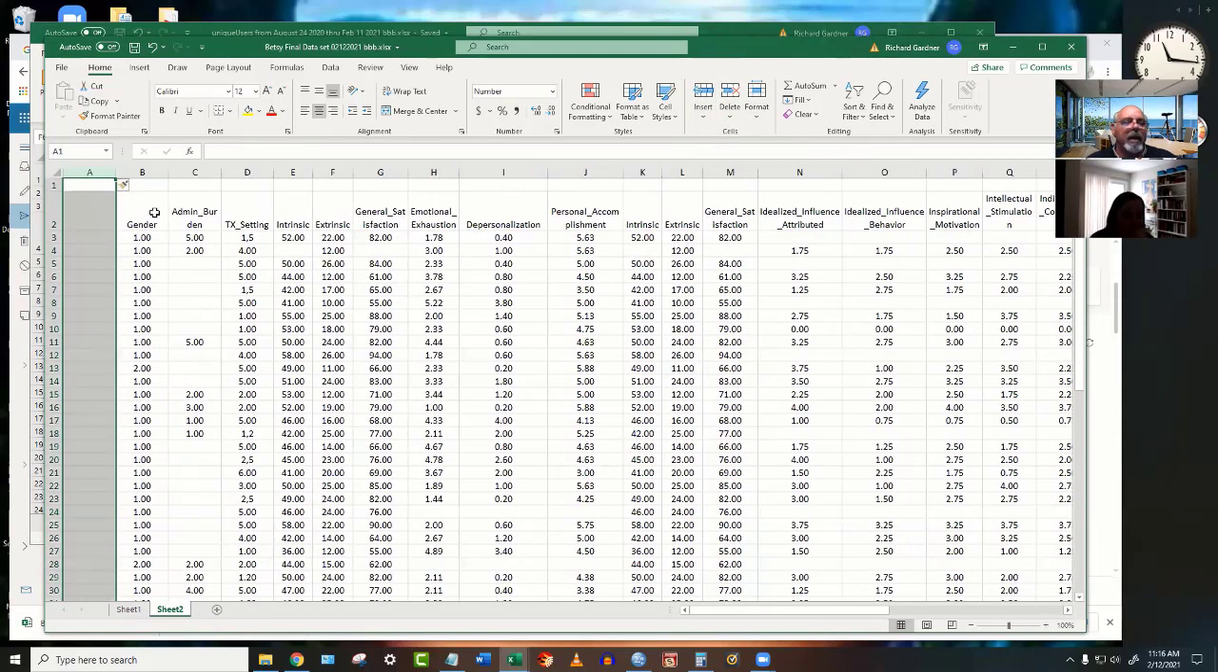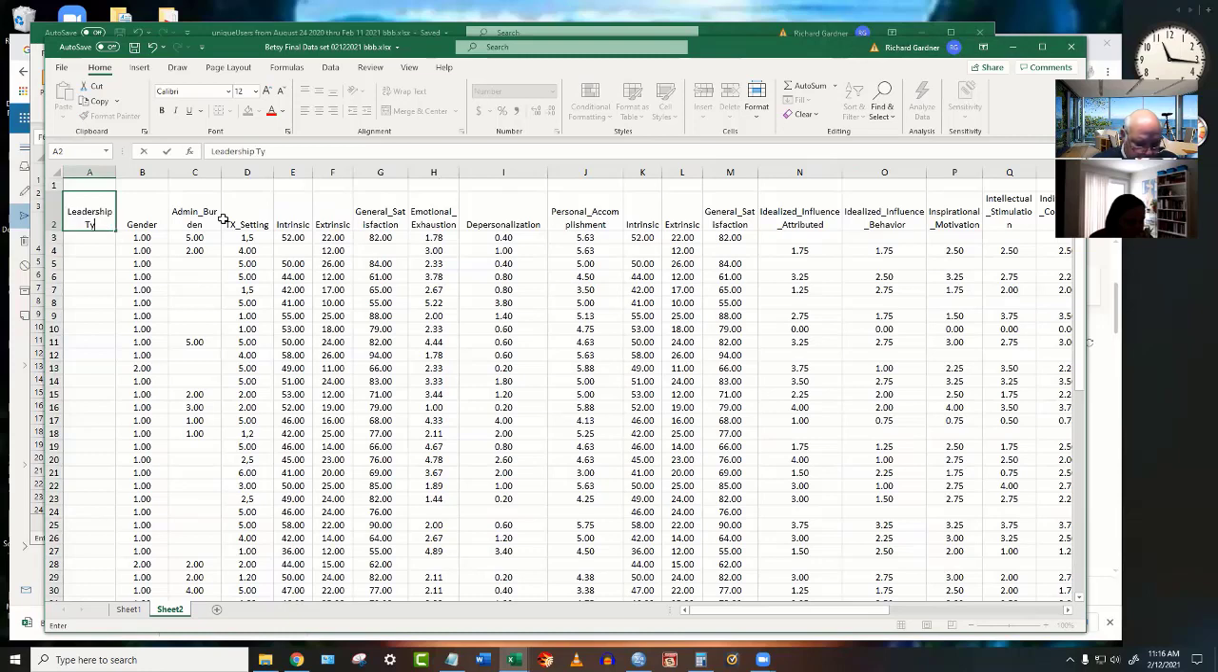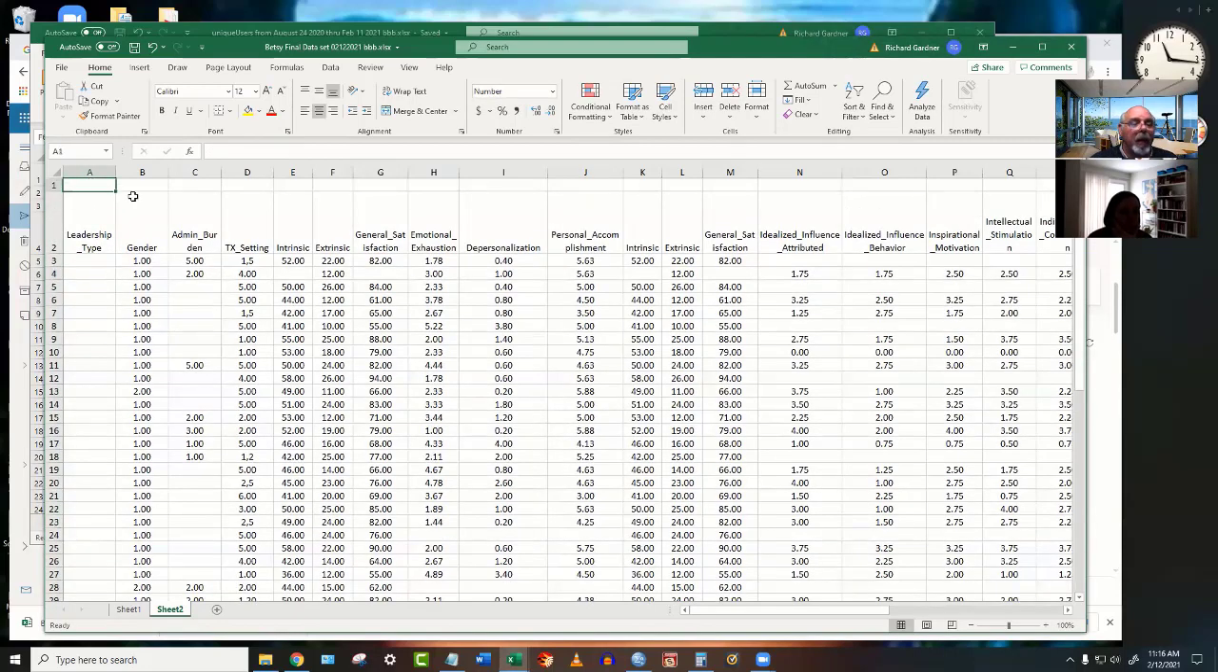Okay. Insert cells. How about a row? Let's call this leadership type, and let's get it ready for SPSS by putting the numbers there. Then we'll label them up here. One will be transformational, and two will be transactional.